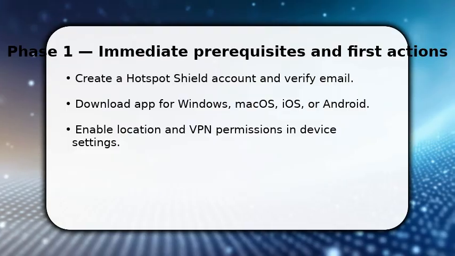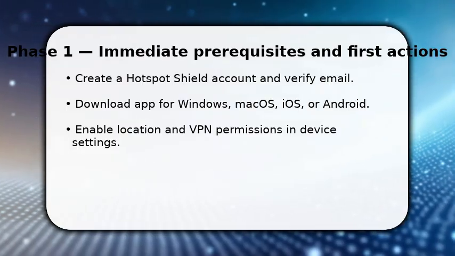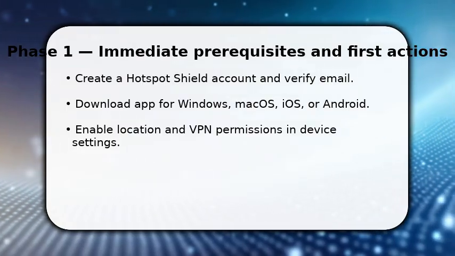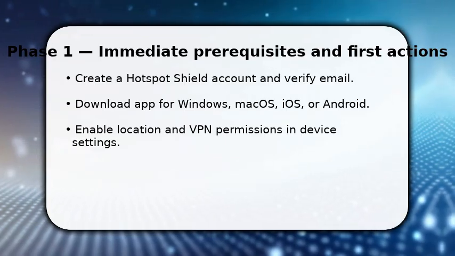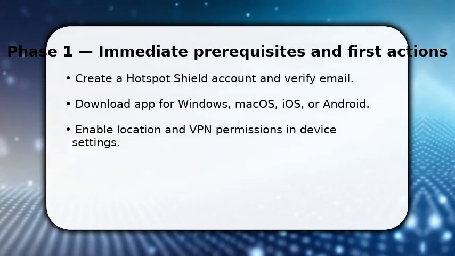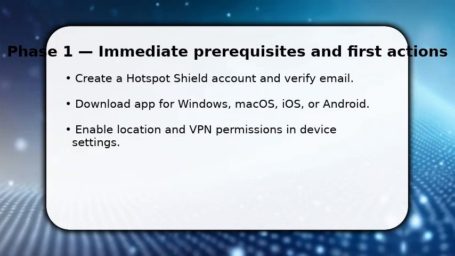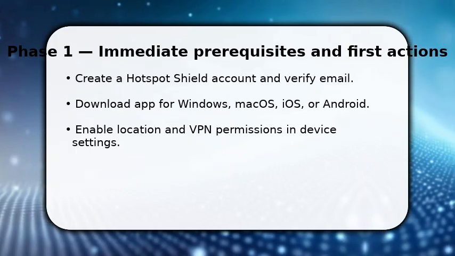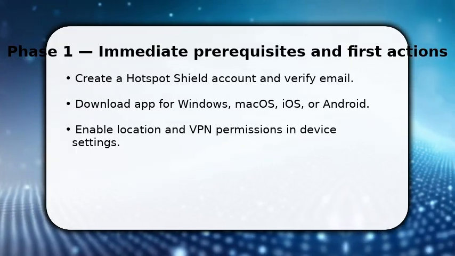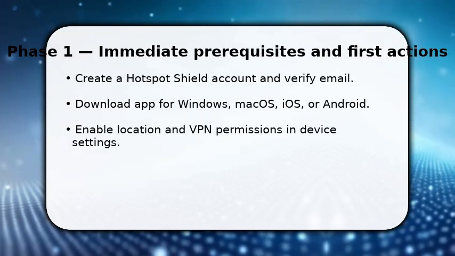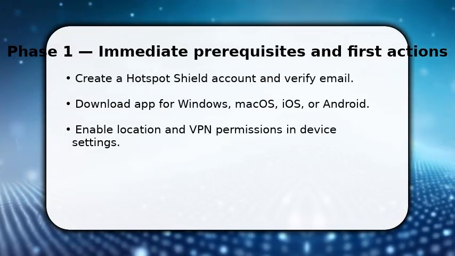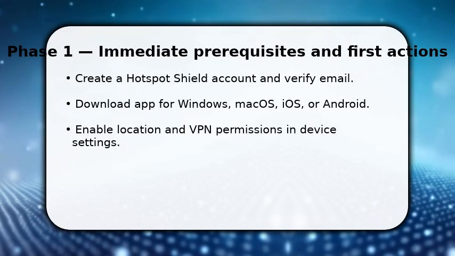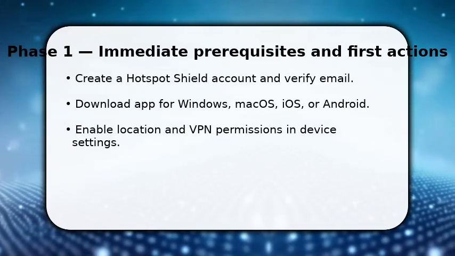You start by getting the app and account ready. That's the only way to proceed. Download Hotspot Shield for your device, sign in, and verify your email so the service recognizes you. Once done, grant necessary permissions, VPN, network access, and location if asked, because Hotspot Shield needs those to route traffic. Make sure you choose the correct platform build, otherwise you may get incompatibility errors. Now open the app and move to the next step.